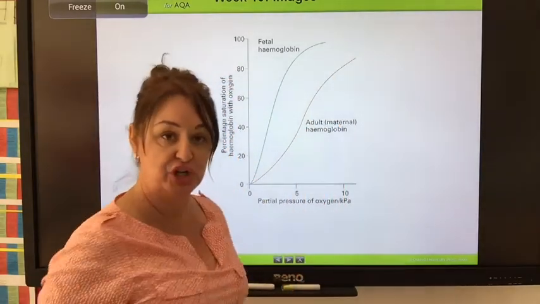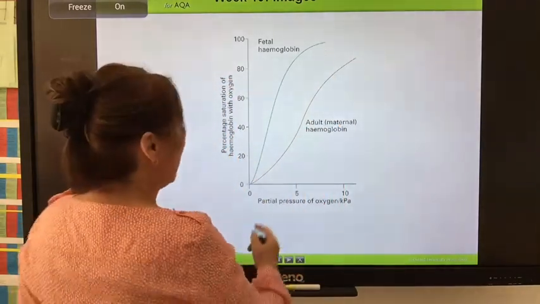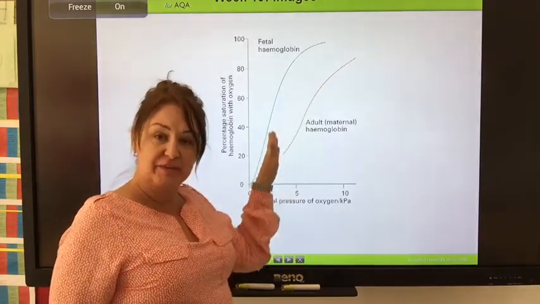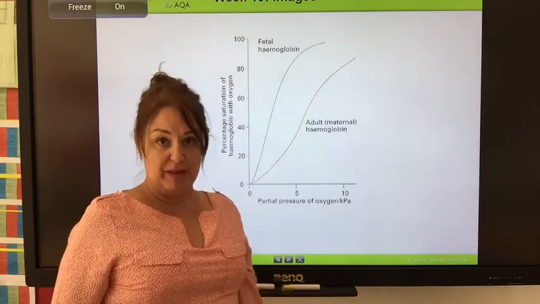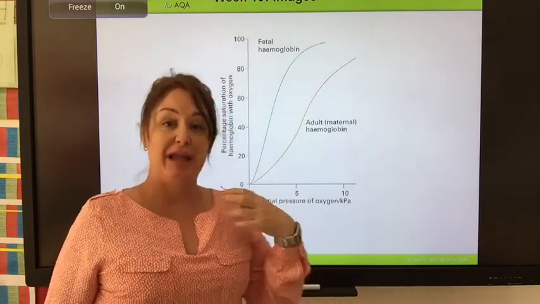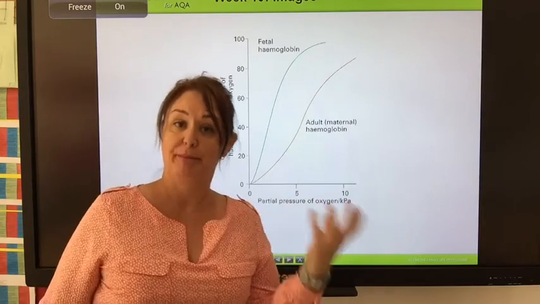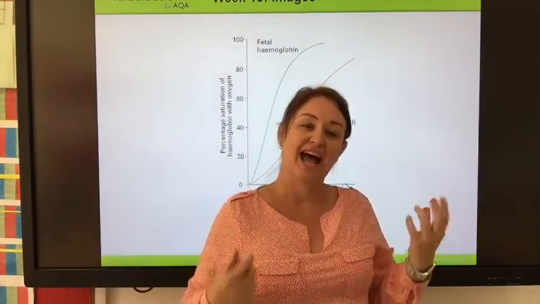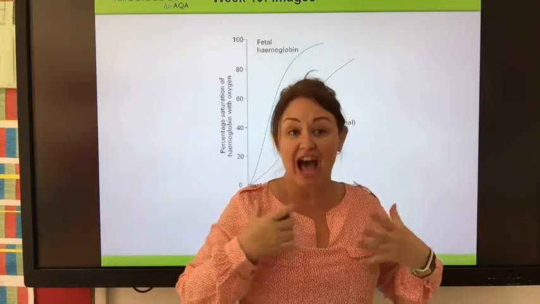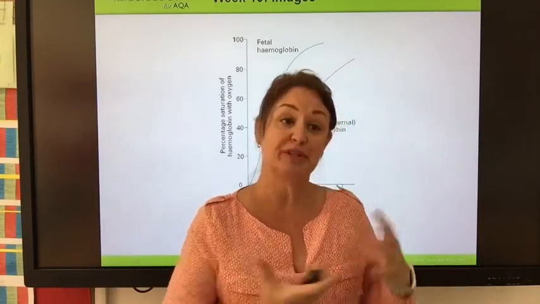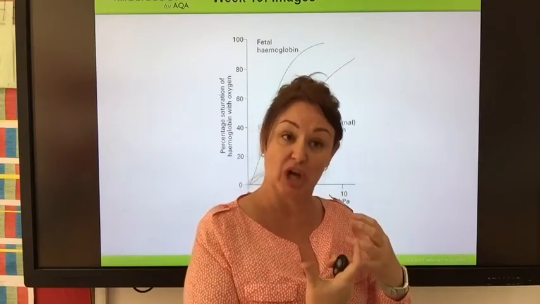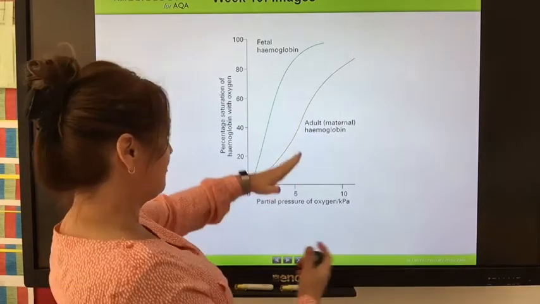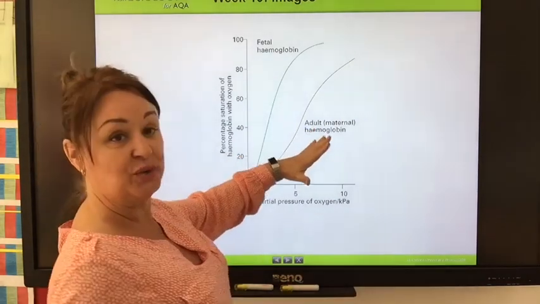Again, we've got our sigmoid, our S-shaped curve. And this shows us fetal haemoglobin. Haemoglobin that's in the unborn baby. Now clearly, baby gets its oxygen from mum. Mum's haemoglobin is carrying it around the body. And so the fetal haemoglobin has to have a higher affinity for oxygen to be able to pull the oxygen off the maternal haemoglobin onto the fetal haemoglobin. And so that is shown on this graph by shifting the curve to the left.